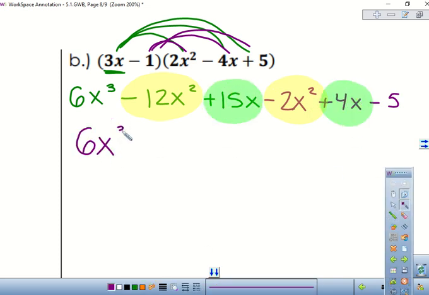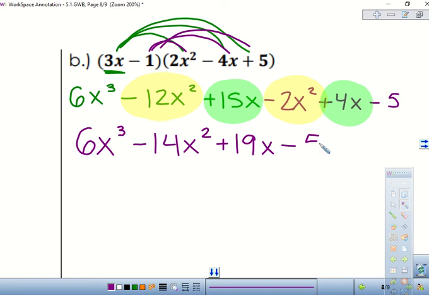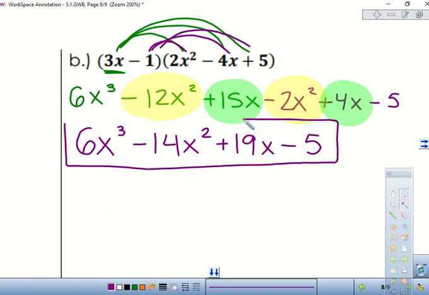I got 6x cubed minus 14x squared plus 19x. Wait, how'd you get plus 19? Do you find it? Okay. What'd you say? I thought it was 4.